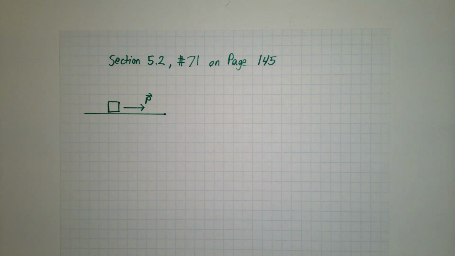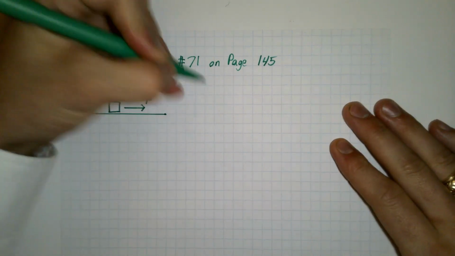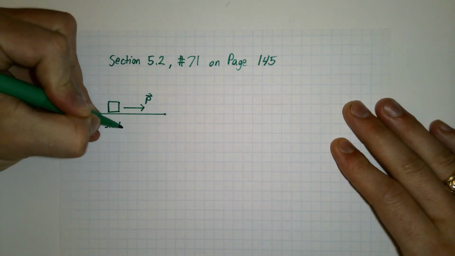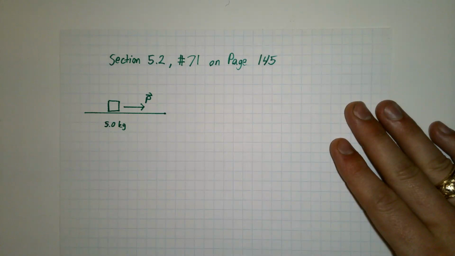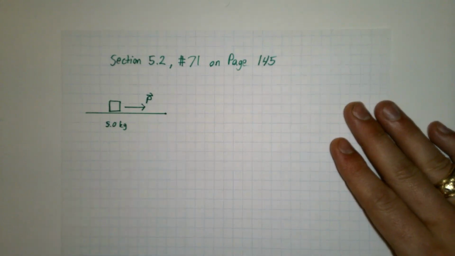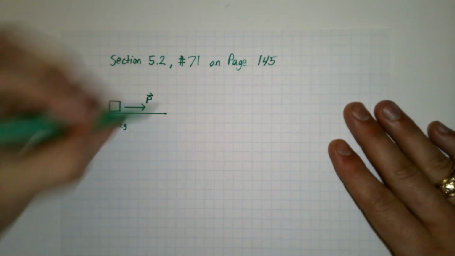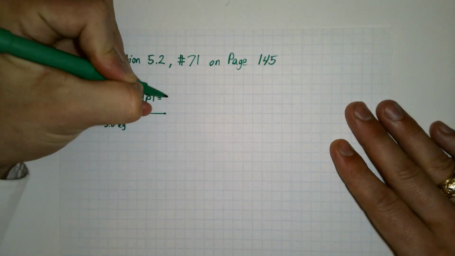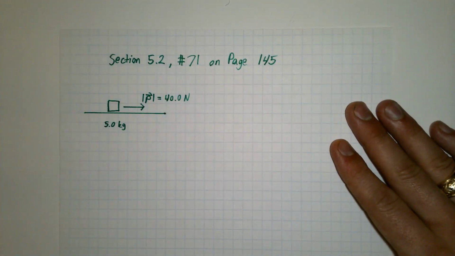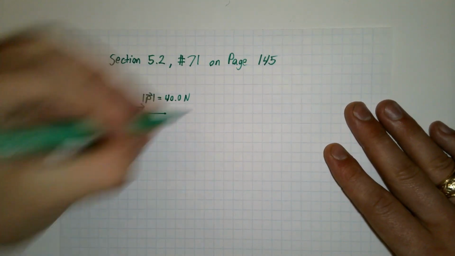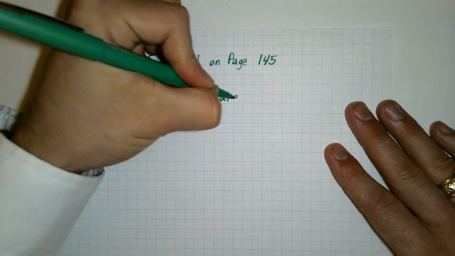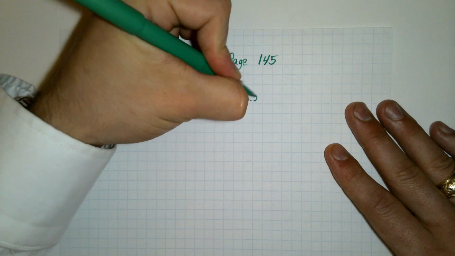We have a block that has a mass of 5 kilograms. A force, a push force, that's why I said P for push, is applied, and the magnitude of that force is 40.0 newtons. We see that the block accelerates with a magnitude of 6.0 meters per second squared.